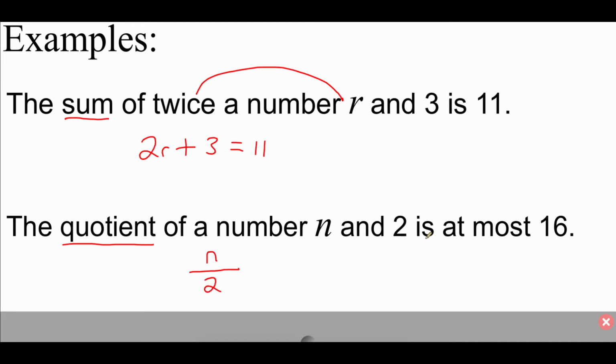As far as the symbol that we're going to put in here, we're looking at "is at most," and those are some of our keywords for a less than or equal to symbol. And then we've got 16. So we get n over 2, or n divided by 2, is less than or equal to 16.